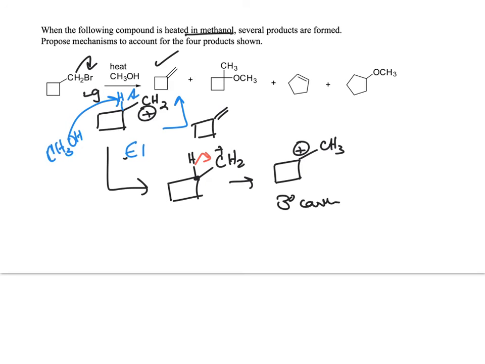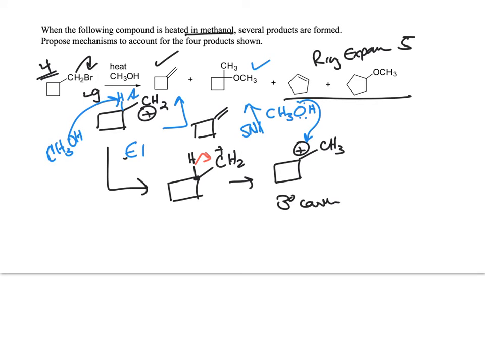Now, several things could happen here. The methanol could come in. So if your methanol comes in, then this would be an SN1 after the rearrangement, and you would get that product. Or you could go on and have a different type of carbocation shift, which is what you see when you get ring expansion. So this is ring expansion. You have a 4-membered ring here. Here you have a 5. So instead of a hydride shift, you'd have a methyl shift.